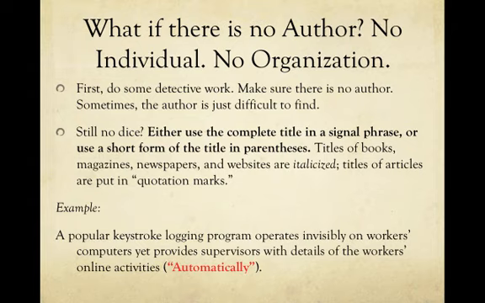However, if you really do your research and there's still no author, either use the complete title in a signal phrase, the title of the article or the piece, or use a short form of the title in parentheses. Titles of books, magazines, newspapers, and websites, like we have discussed, are italicized. Titles of articles are put in quotation marks. So in the example here at the bottom, the title is in quotation marks because it is a shortened form of the title, and there are no page numbers because this particular online source does not have pages. Again, you can see the period follows the internal citation.